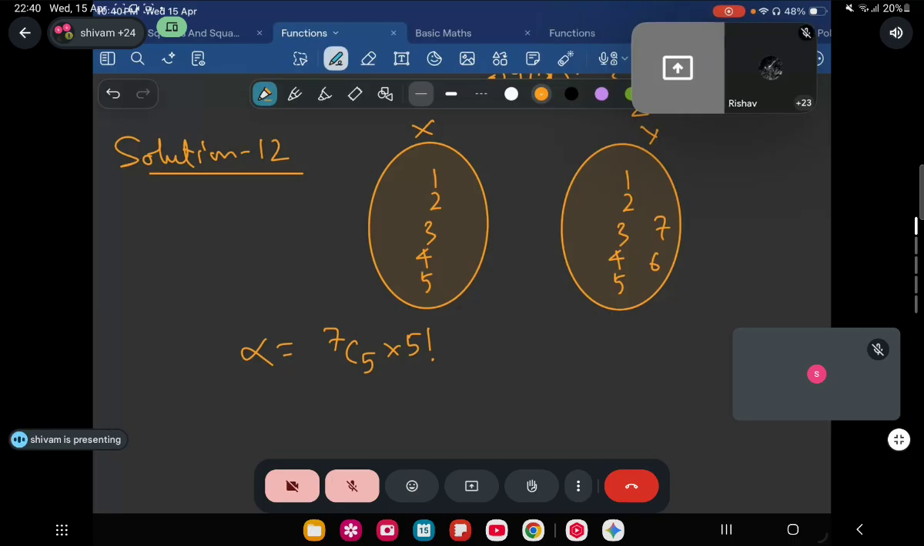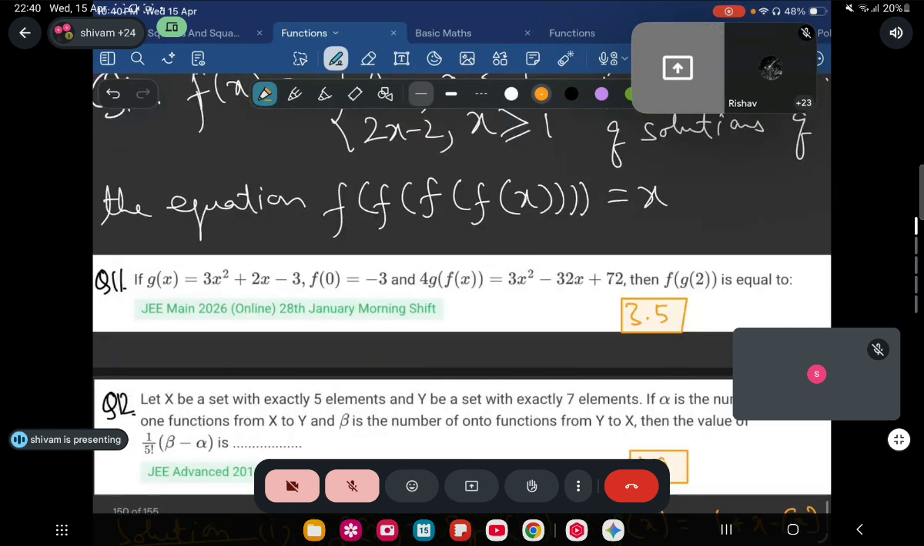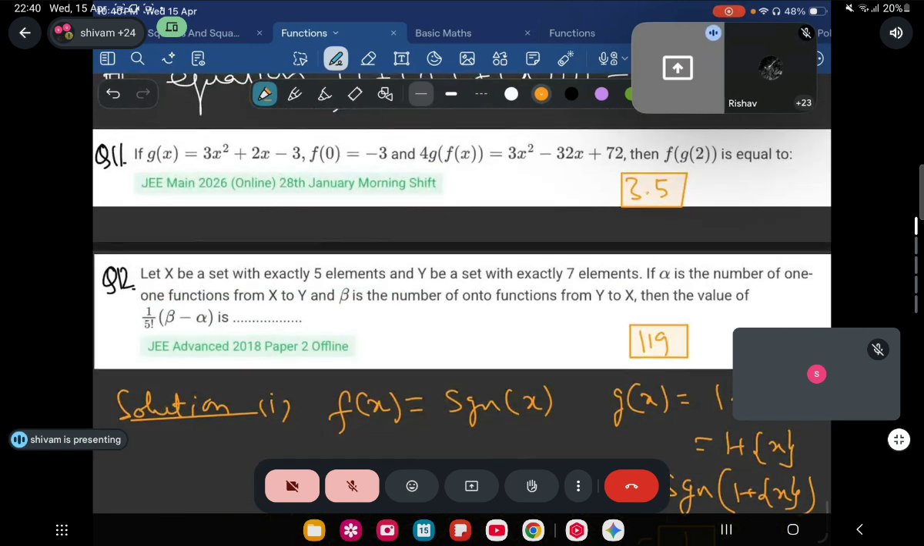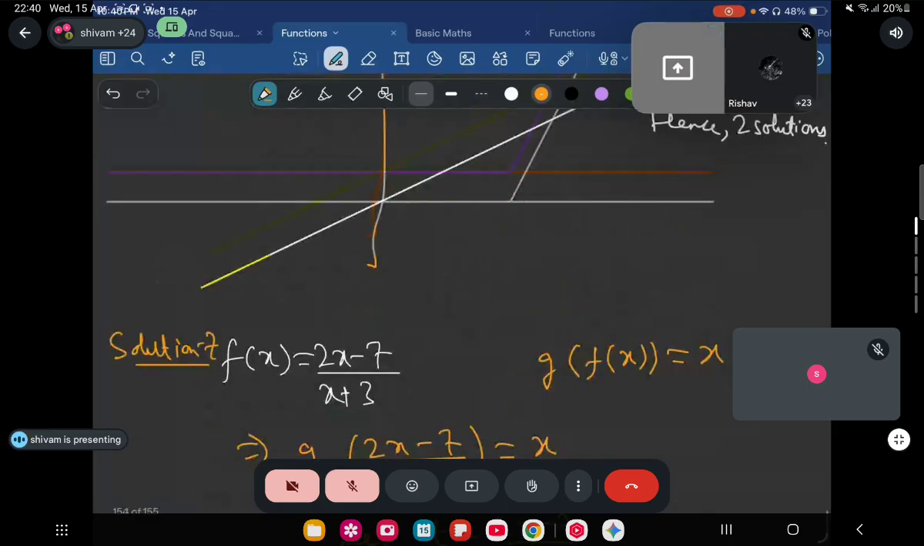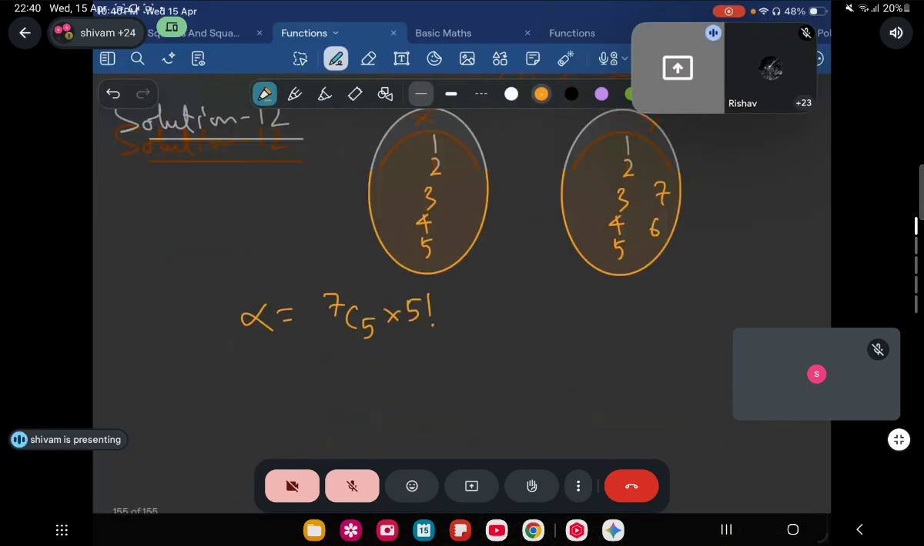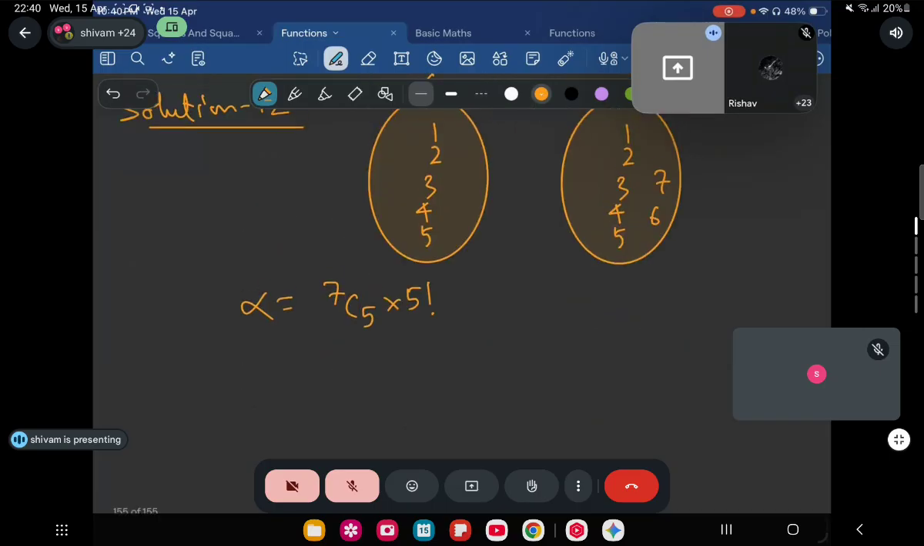Next, Rishabh, over here in the question it is given, and beta is the number of onto functions, surjective functions, from Y to X. That means the whole of X should get exhausted, right? Number of onto functions from Y to X. Now see, the number of elements in Y is more than the number of elements in X.